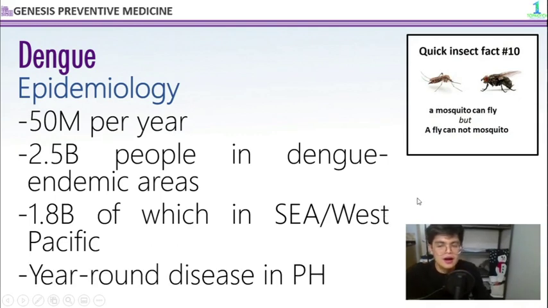And for the Philippines, dengue is now a year-round disease, no longer just occurring in some specific months or rainy months or whatever. We are always at risk for dengue if we are not protected.